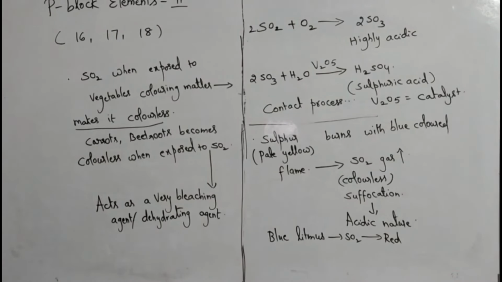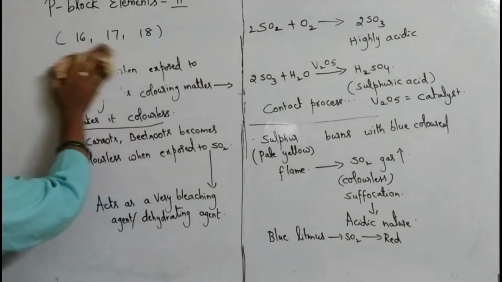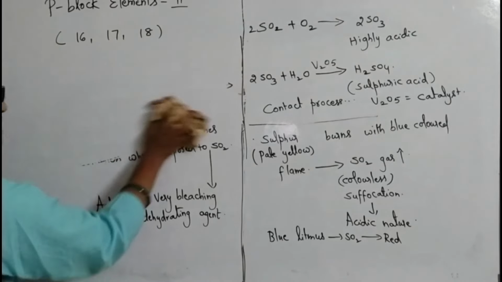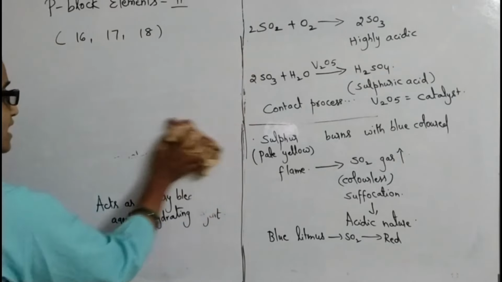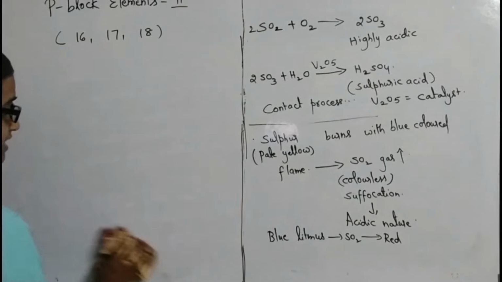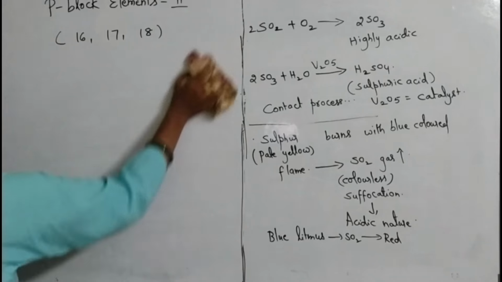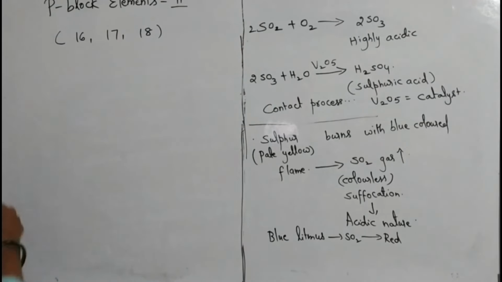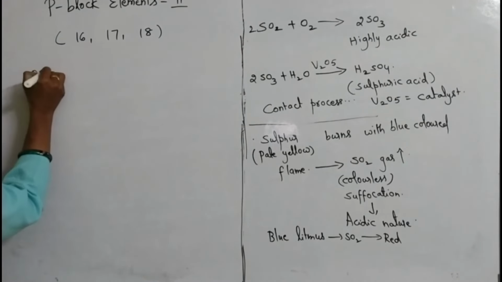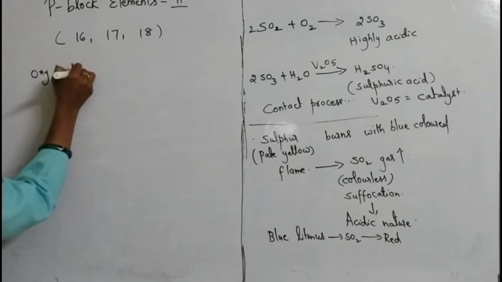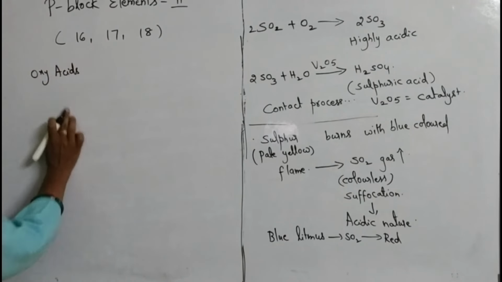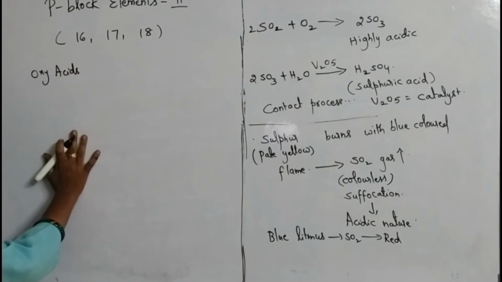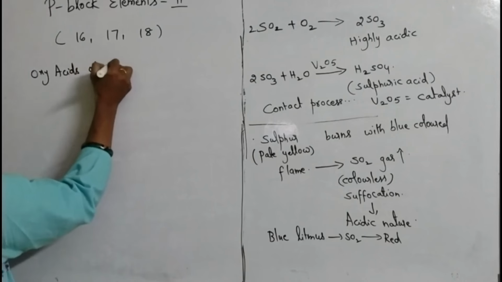Like this, you will get certain compounds of sulfur. Here I told you about sulfuric acid. But not only sulfuric acid, there are many oxy acids with sulfur. That is very important regarding sulfur. Please remember this point, oxy acids of sulfur. Please take down this very important question. You will get questions only on this area. Oxy acids of sulfur.